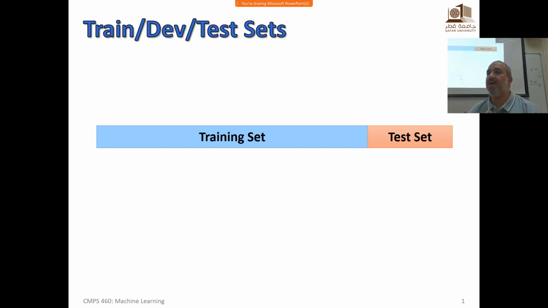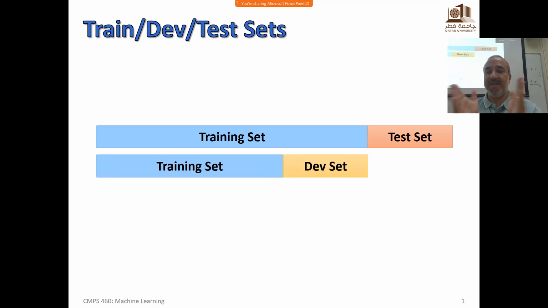Bismillah ar-Rahman ar-Rahim. We stopped last time where we were talking about the splits, the three splits, right? What were the three splits? We had the original training set. We split first into training set and test set. And we also split the training set into training set and dev set. Why did we do that?